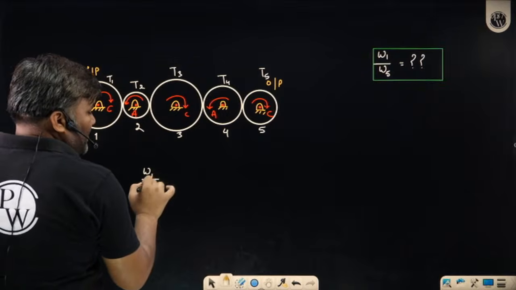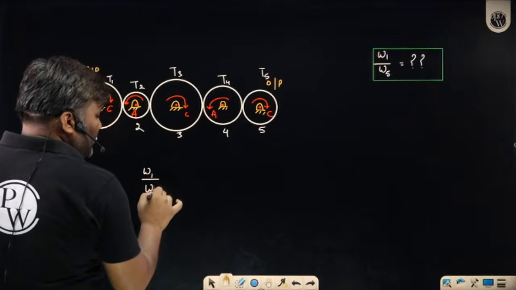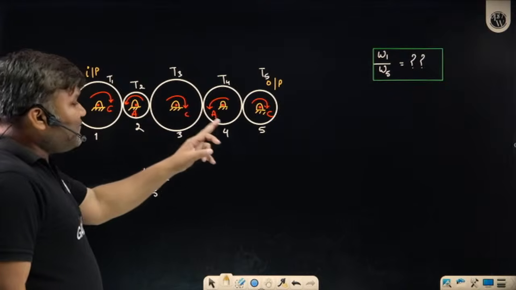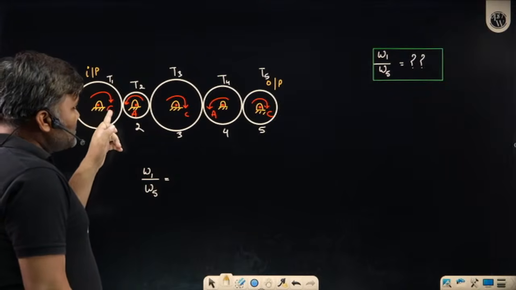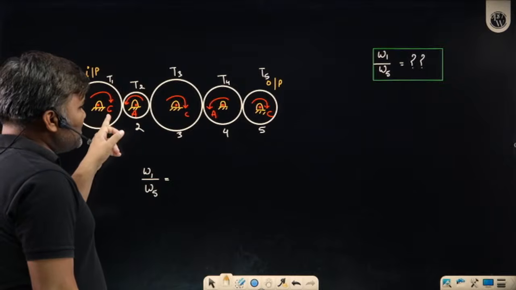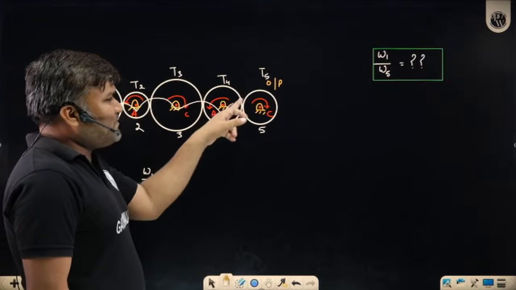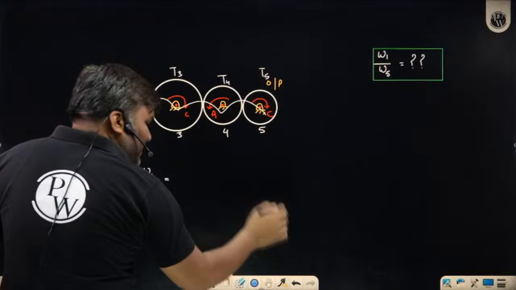So omega 1 by omega 5. Try to understand, try to feel, because now whatever I am saying, I will not be able to write. Between 1 and 5, you have to write the equation. How will you write it? How is this power flowing, sir? 1 is driving 2, 2 is driving 3, 3 is driving 4, 4 is driving 5. Between 1 and 5, I am writing the equation.